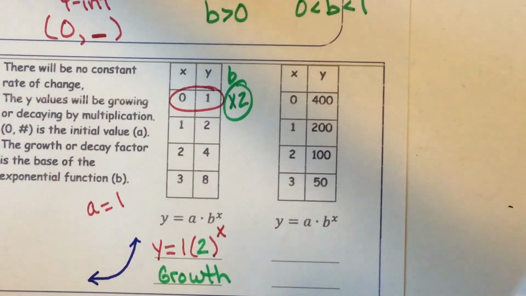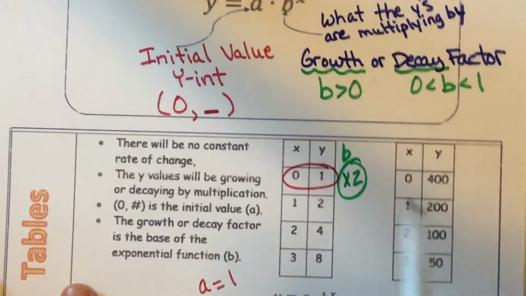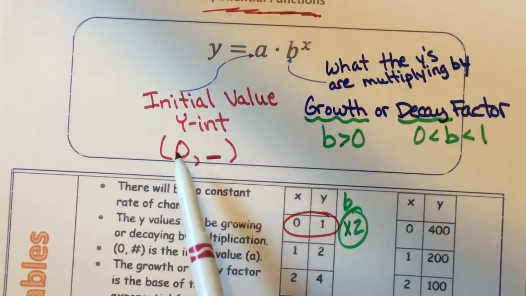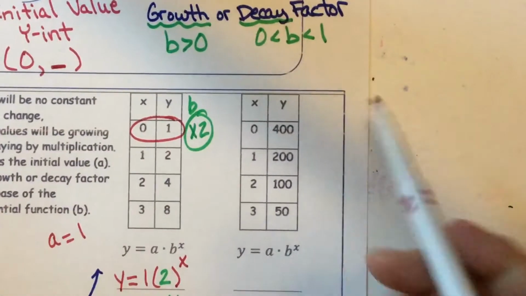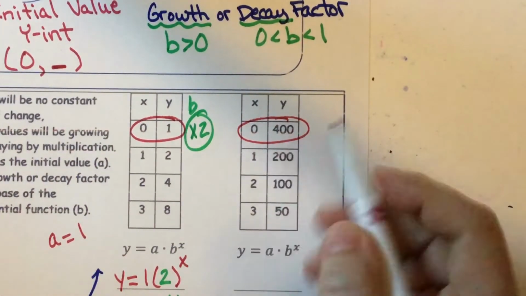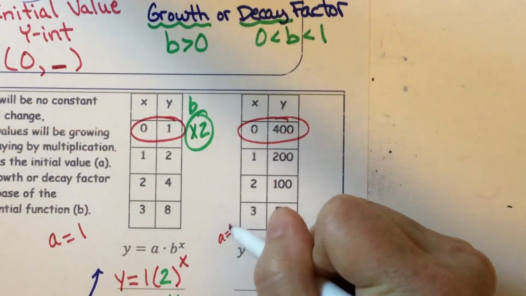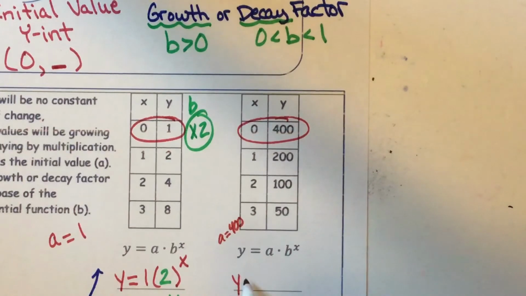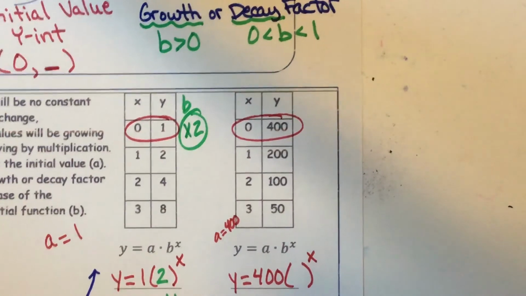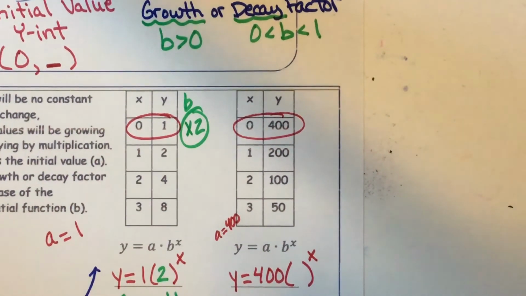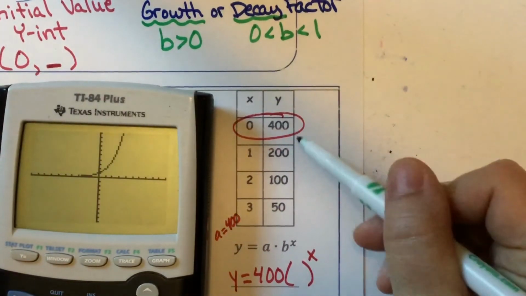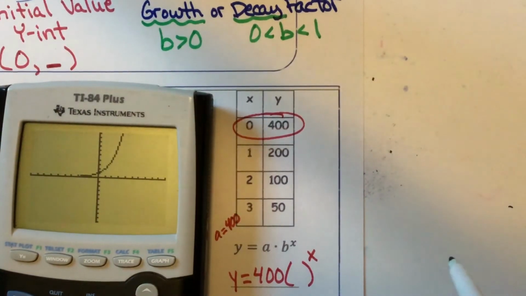All right, looking at the next one. Can you figure out who the A is? Remember, the A is your initial value. It's your y-intercept, so be looking for 0 in the x column. And here it is. So the A is the 400. So my A is a 400 here. So I'm going to have y equals, I'm going to put 400 where the A is, parentheses, I'll figure out Mr. B in a second, raised to the x. Now this one, can you figure out what they're multiplying by? Maybe you can tell they're dividing by 2, but what are they multiplying by?